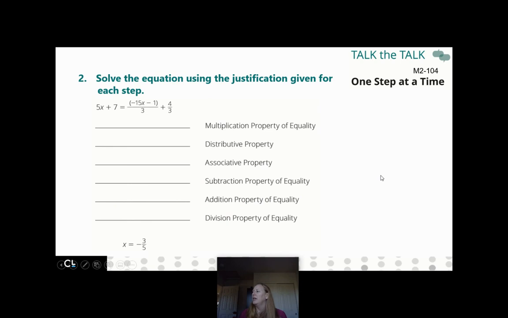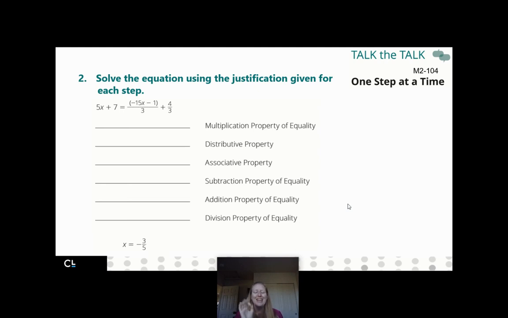Last problem, number 2. This time, I do want you to solve the equation, but I don't want you to just do anything. You need to solve the equation using the justification given for each step. So take a look at what they have over here. They told you what step to use. The first step's a tricky one, but I think you'll be okay with the others. So use the steps that they gave you. Use those justifications for each step. Use those like directions. They're telling you what to do to solve the equation.